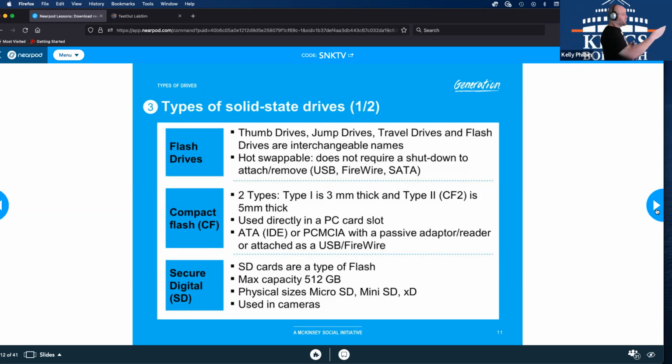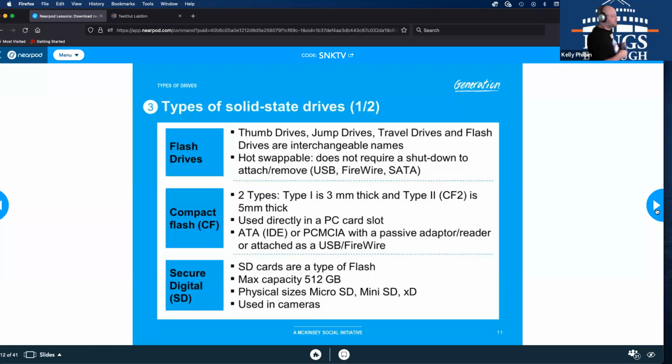The next subfamily we talk about is compact flash, which there is like the type 1, which is roughly about 3 millimeters thick. And then you have the type 2, which is around 5 millimeters thick. Do you need to know that? No, you do not. It's used directly in a PC card slot.